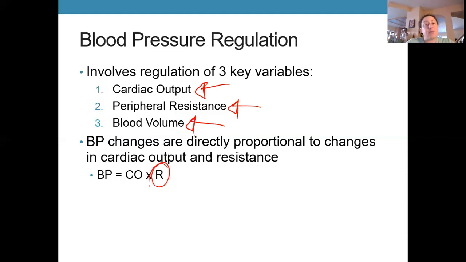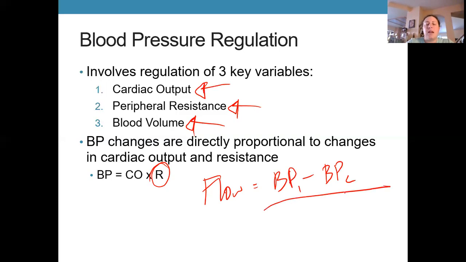So that's a little bit different from flow, because remember that with flow, it's the difference between pressures from one point to another, and resistance is inversely proportional, where when resistance goes up, flow goes down. But with blood pressure, what this means is that anything that increases cardiac output will increase blood pressure, but it also means that anything increasing resistance will also increase blood pressure.